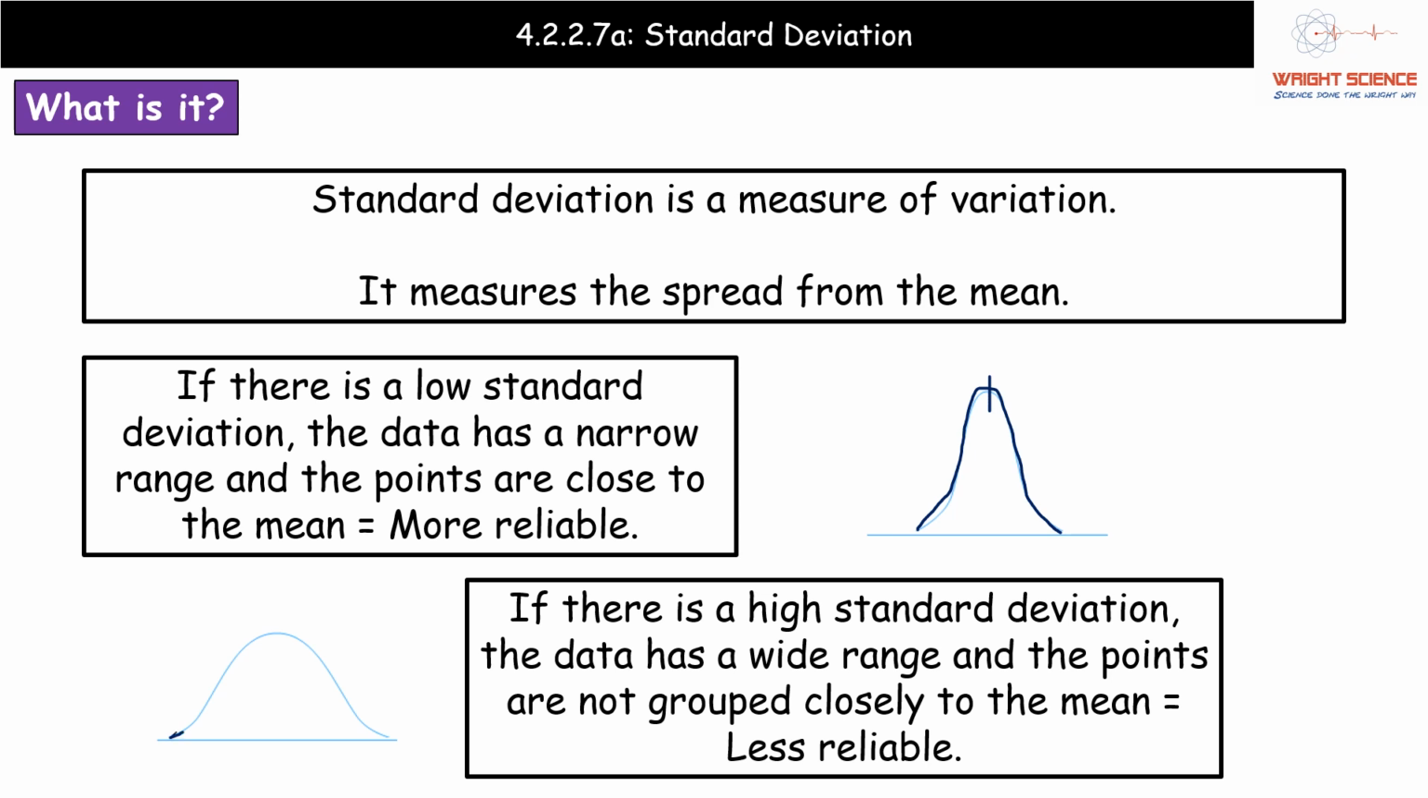If, however, we get a different shape graph like the one at the bottom, then we have a high standard deviation. So our mean point is again in the center, and we've got quite a wide range of data points. They're not grouped closely to the mean, and therefore this data is less reliable.